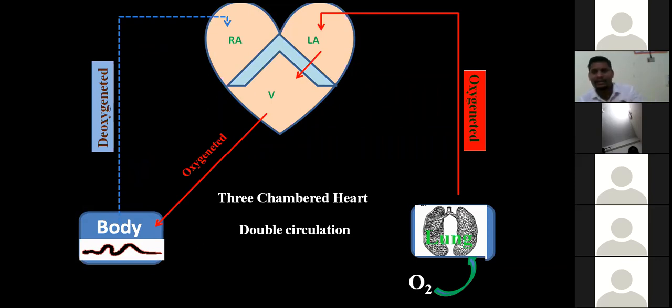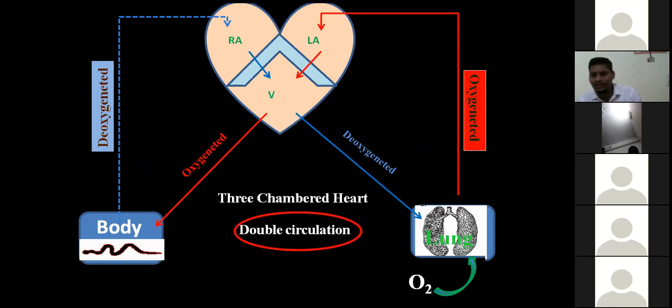From the right atrium again it will go to the ventricle, and from the ventricle again it will go to the lungs for getting oxygen. So the same blood passes twice through the single ventricle, so it is called double circulation.